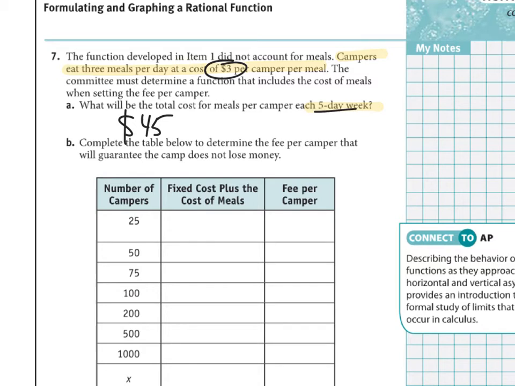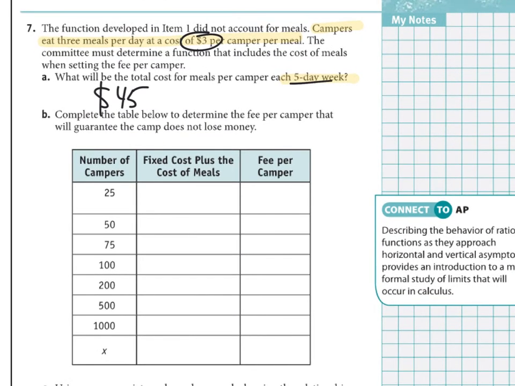Okay, so let's take a look now. If we want to complete the table to determine the fee per camper that will guarantee the camp does not lose money, now we're including meals as well. So it's the fixed cost plus the cost of meals. So let's do a couple of these together. We don't have to do the whole table.